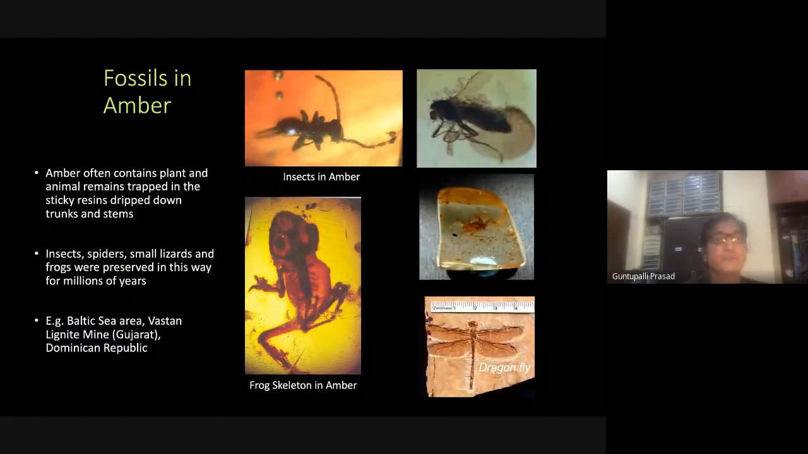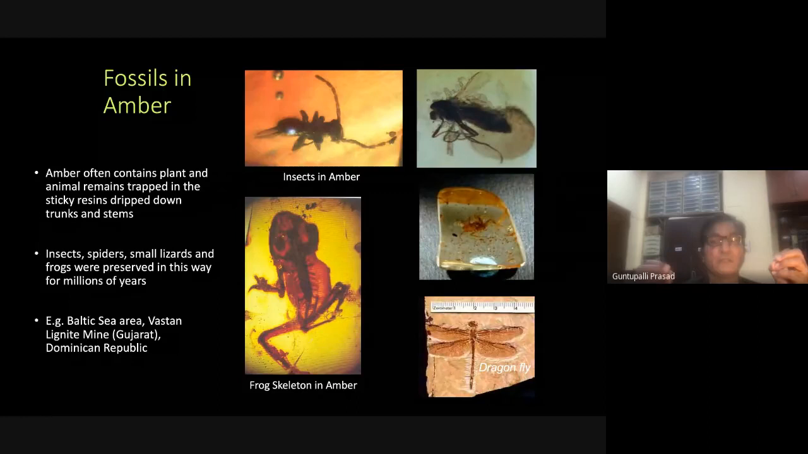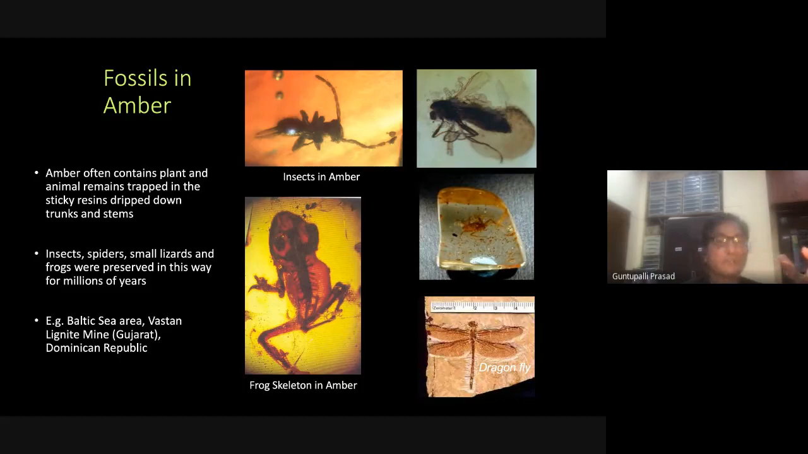And then we have the fossils in amber. Amber fossils are generally produced in areas with resin producing plants, like most of the plants in temperate regions, coniferous trees, for example. When there is any damage to the plant, they release the resin. And this resin, when it falls down, in a short period of time will solidify. Many small animals like insects, arthropods, and frogs get preserved in the resin intact.